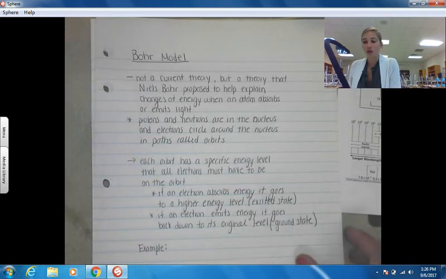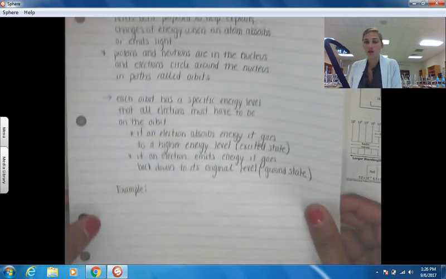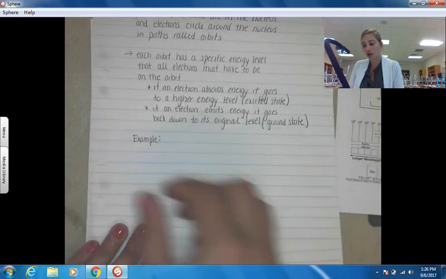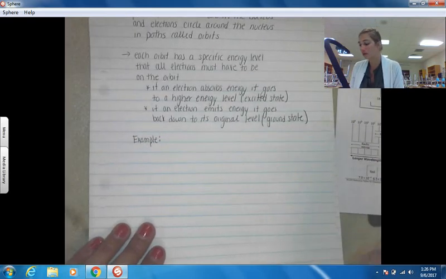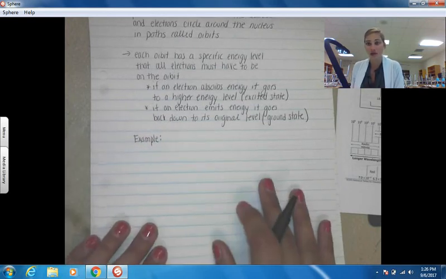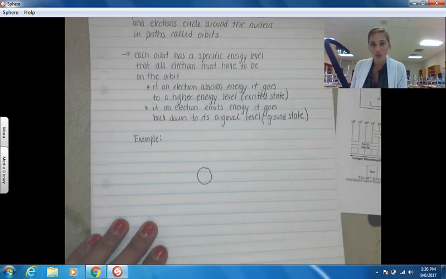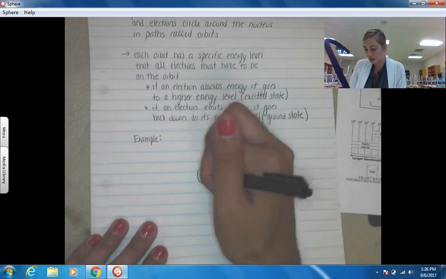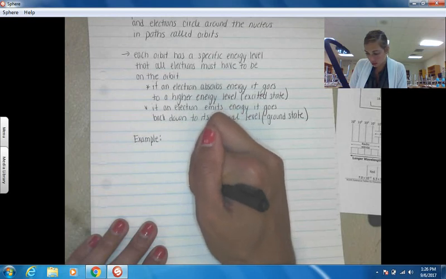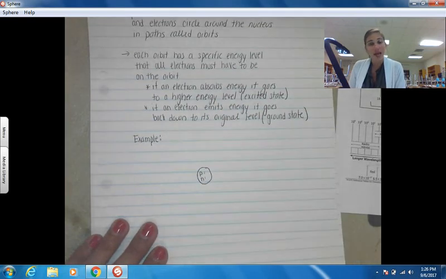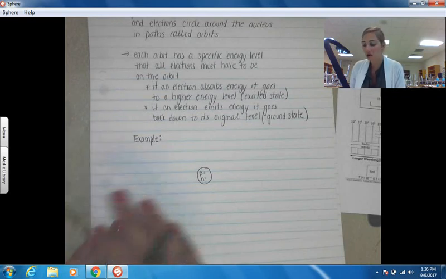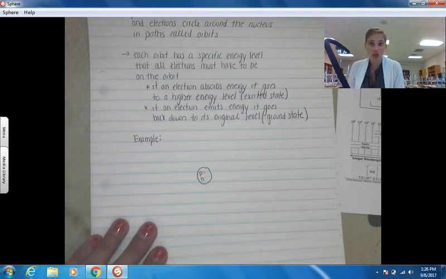So let me show you an example of what a Bohr model looks like. I'm pretty sure you have seen Bohr models before, so we're just going to go through it quickly, and then I'm going to show you how this applies to this class. So in the center of a Bohr model, we have protons and neutrons. So we can write protons is equal to and neutrons is equal to. And depending on the element that we're talking about, our protons and neutrons will change.